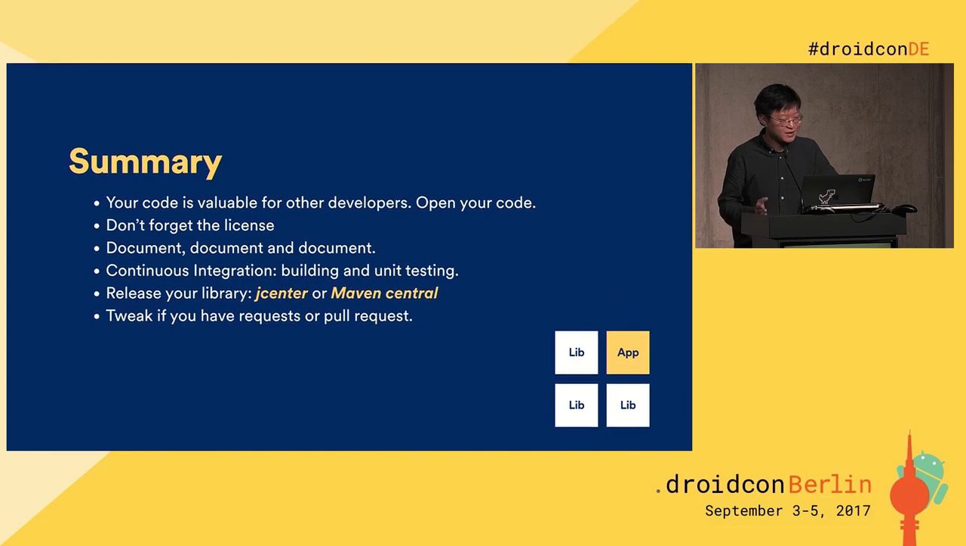If you see a repository that has no license information, you can mention that, or send a pull request. And make some nice documents because other people maybe cannot understand everything. So high-level documents are really helpful. And continuous integration, building, and unit testing. And after that, you can release the library into JCenter or Maven Central. And you can also tweak the library if there are some requests on GitHub, or maybe other people think, oh, this is better code, so they can make a pull request, and then you can tweak your library.